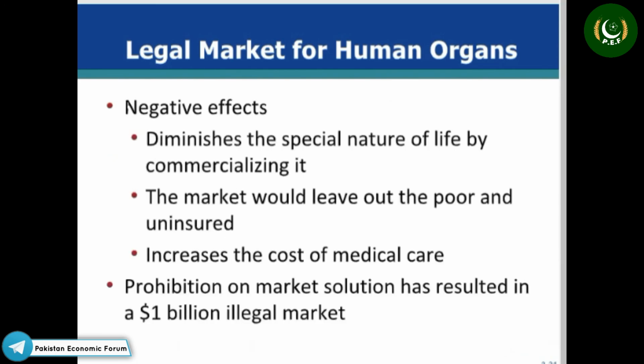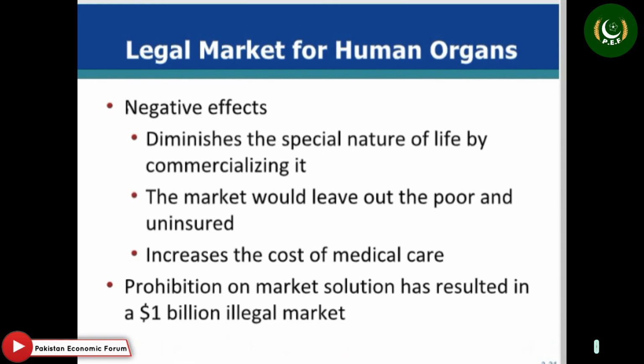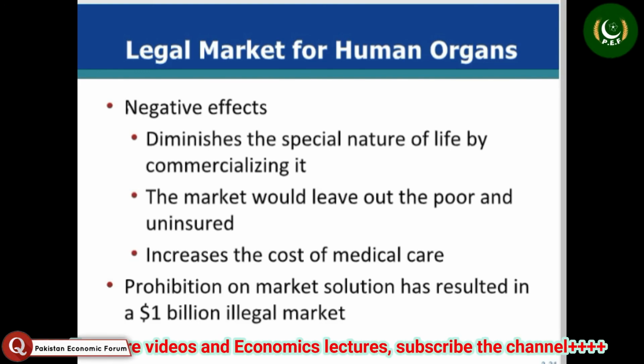The first negative effect is a moral objection that turning human organs into commodities commercializes human beings and diminishes the special nature of human life. An analytical critique based on the elasticity of supply suggests that the likely increase in the actual number of usable organs for transplants would not be great. A health cost concern suggests that a market for body organs would greatly increase the cost of health care.